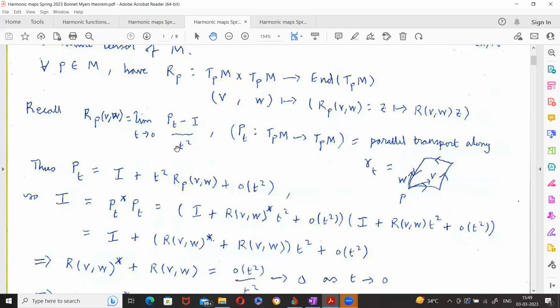So what does that mean? That means P_t I can write as identity plus t squared R(V,W) plus little o of t squared. Now, my Levi-Civita connection is compatible with the metric. From that, it's easy to show that the parallel transport acts by isometries. That's easy to see.